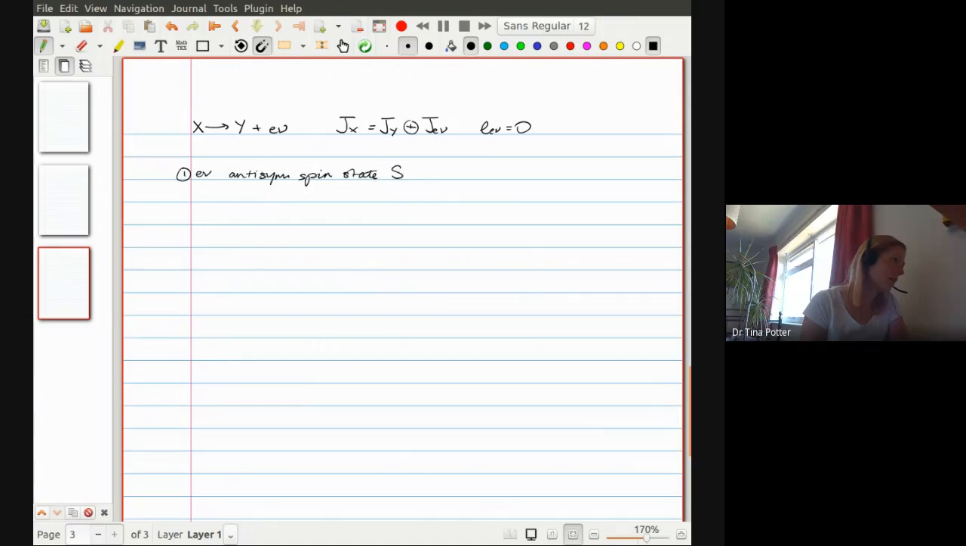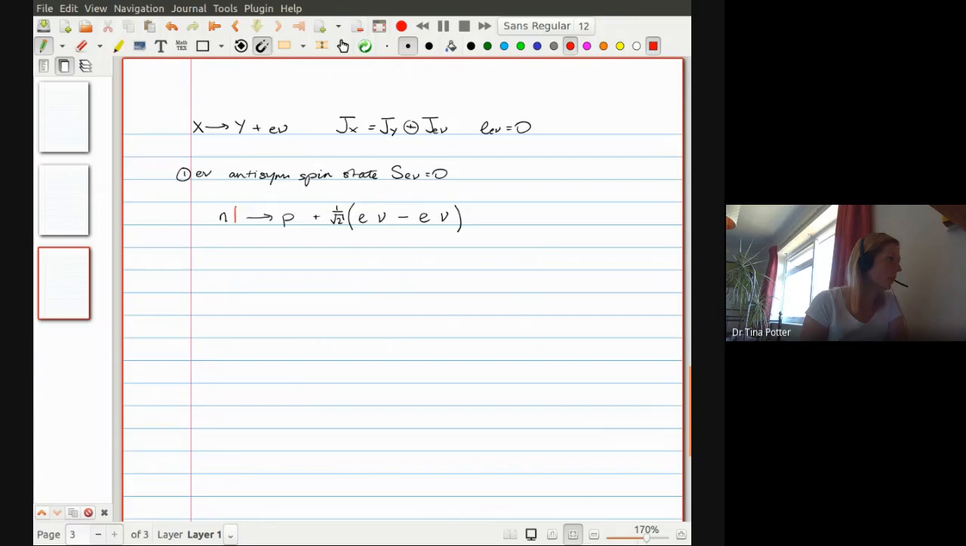And that will give us S equals 0. So I'm going to look at an example where we've got a neutron going into a proton, and then we've got some superposition of a couple of spin states here.